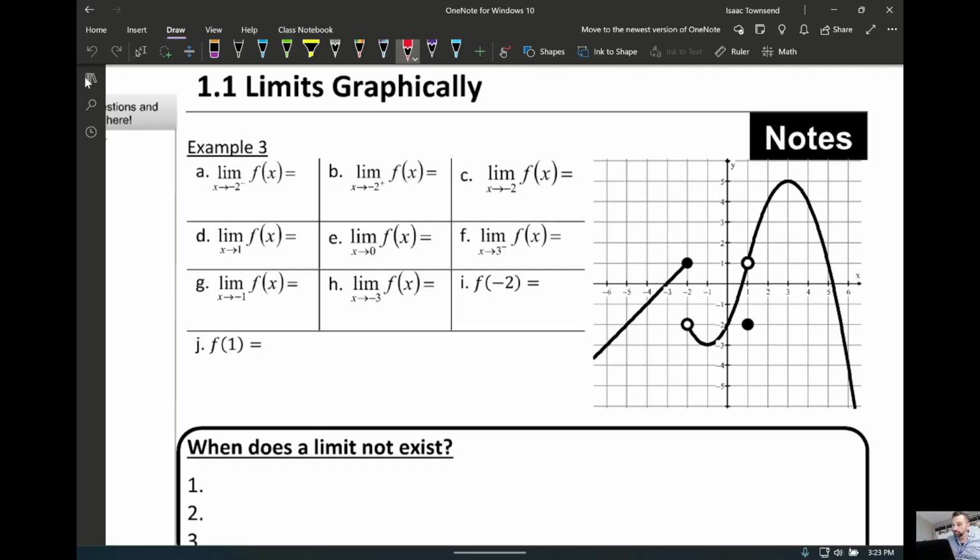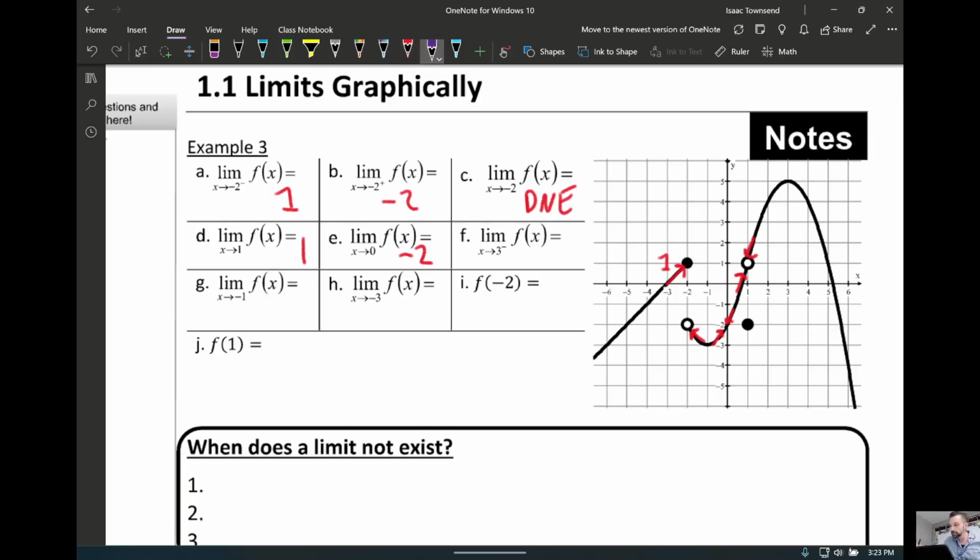Okay, so -2 from the left gets closer to a y value of 1. -2 from the right gets closer to a y value of -2. If the value from the left and the right is not the same, then the two-sided limit doesn't exist. Good with that? Then the limit as x approaches 1 doesn't say left or right, which means it has to be the same. From both sides, it approaches 1. As x approaches 0 from both sides, it approaches a y value of -2.